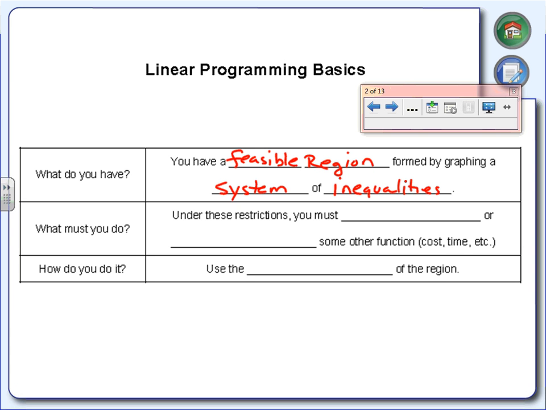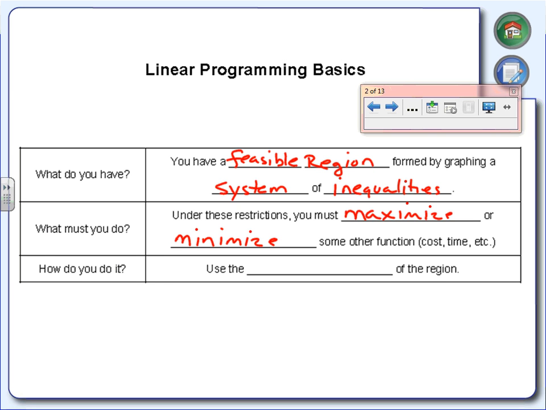It says here, what must you do? Under these restrictions, you must blank or blank some other function. Here's what we're going to do. We're going to maximize or minimize some other function. So there's going to be a third function in there. Not only are we going to have a system, but we're also going to have another function.